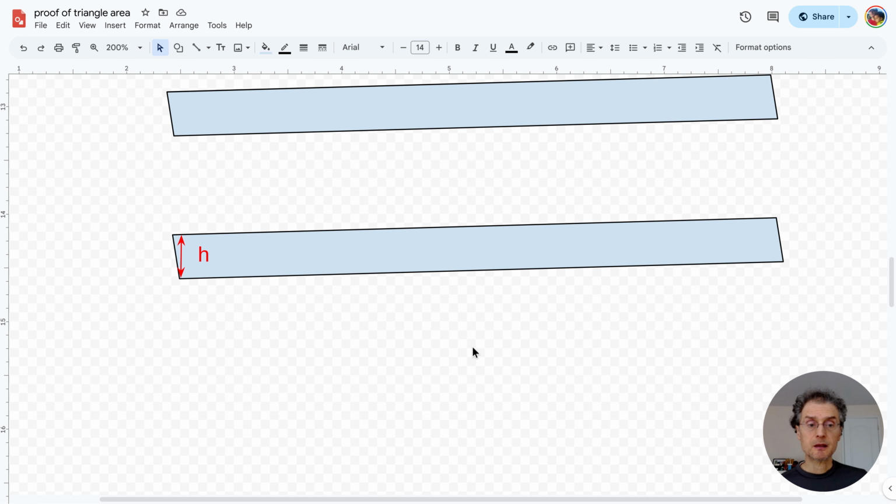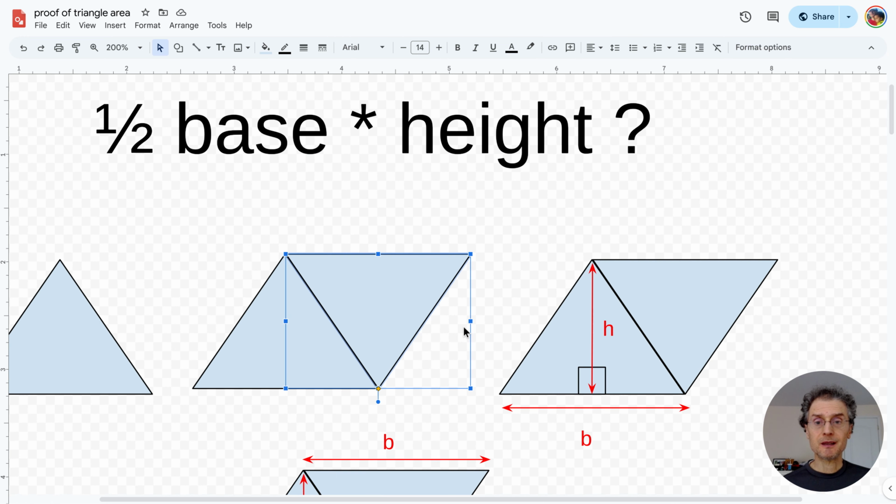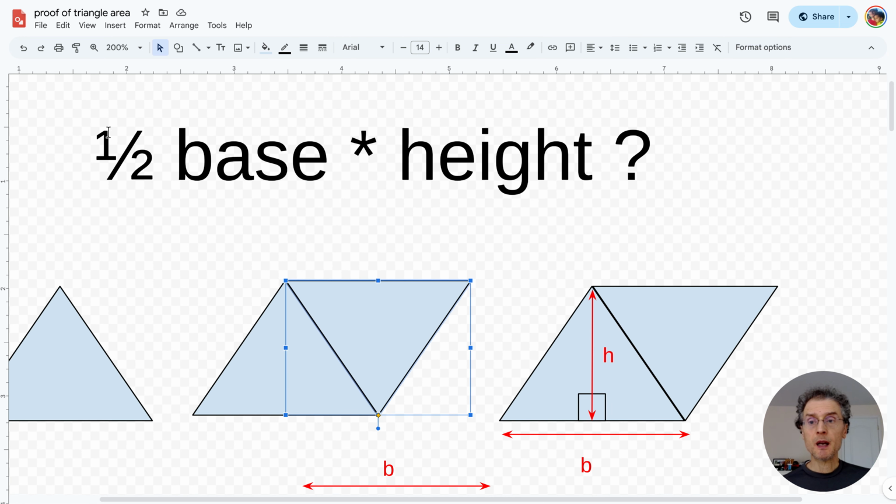And it's kind of interesting that 1/2 the base times the height is really not a triangle proof. It has to do with parallelograms and the relationship between parallelograms and triangles.